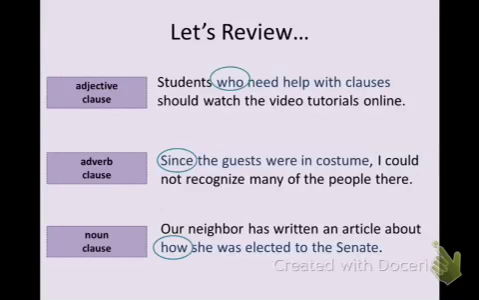And finally, noun clauses. Those are the types of clauses in sentences that are acting as any of the types of nouns. For example, our neighbor has written an article about how she was elected to the Senate. Here we have the three types of subordinate clauses and an example of each one. Again, I've got some tutorials online if you'd like to refresh your memory on any of those types of clauses.